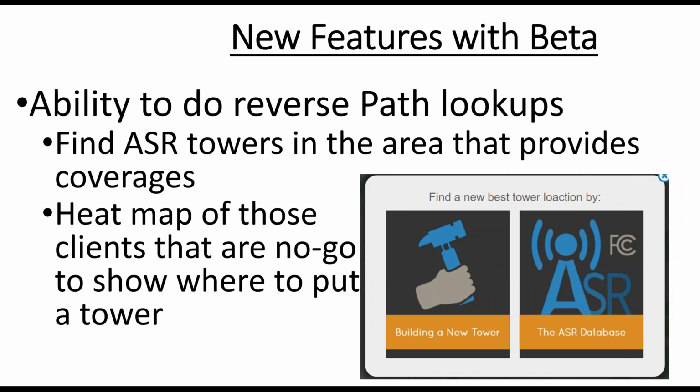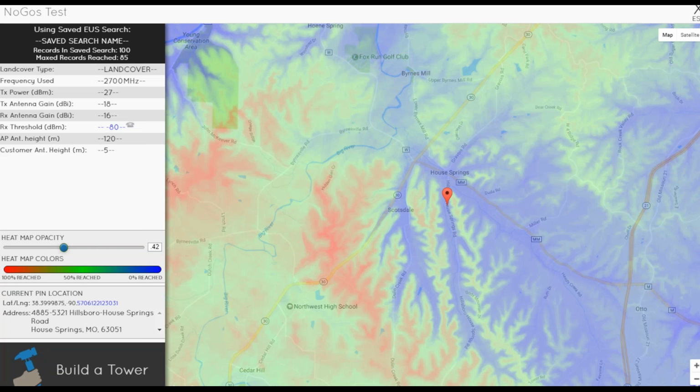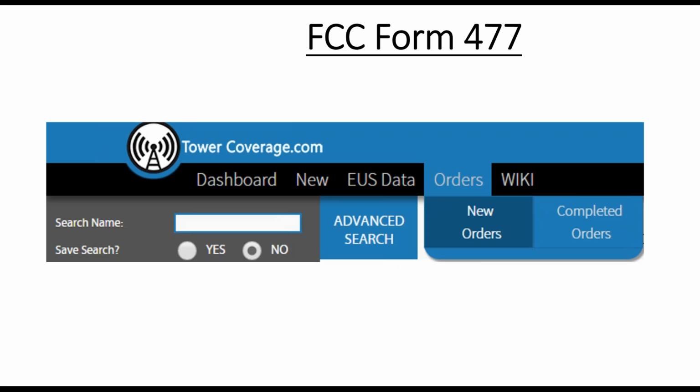Or let's say you have a cluster of no-goes from that site, and now you're looking for a tower or where to place a tower. So you can find a new tower location by the FCC ASR database, so existing towers, or you can say build a new tower. Here is the no-goes test. So anything in red shows almost 100% if you put a tower based there, based on your parameters, based on your tower height, all that kind of good stuff. It will tell you where you can put the tower and give you a heat map of how many clients are in that area, or how many clients can be reached based on the EUS search.